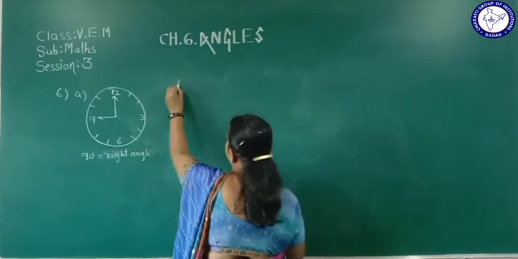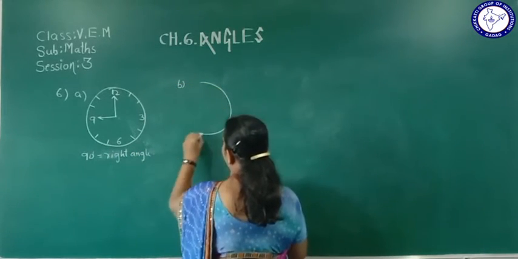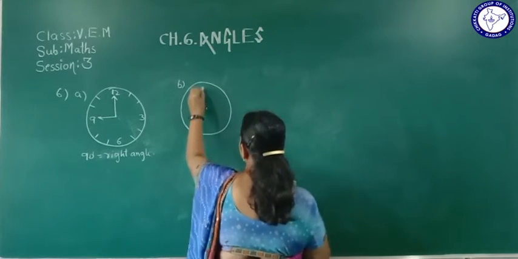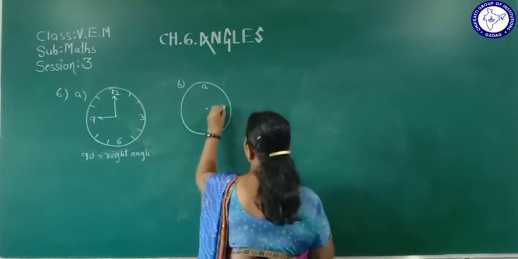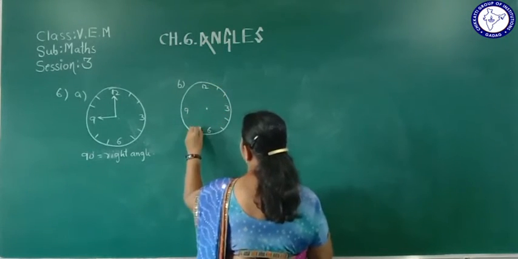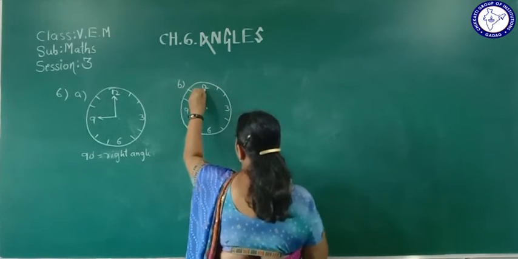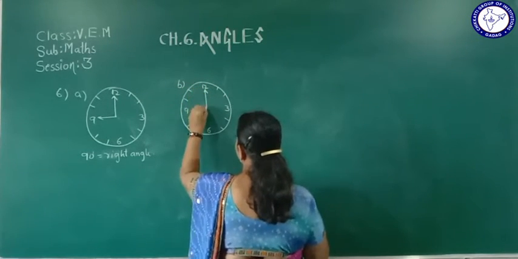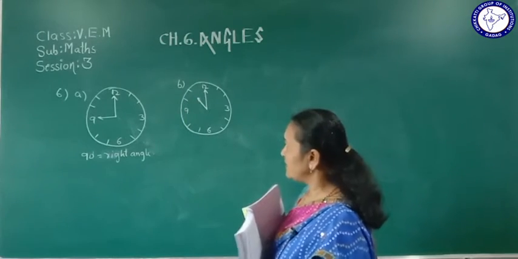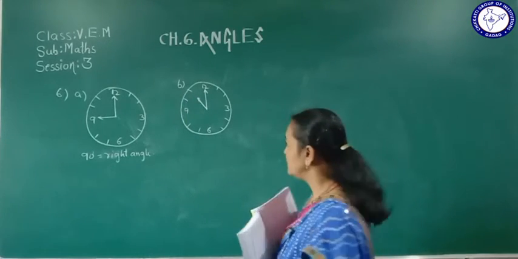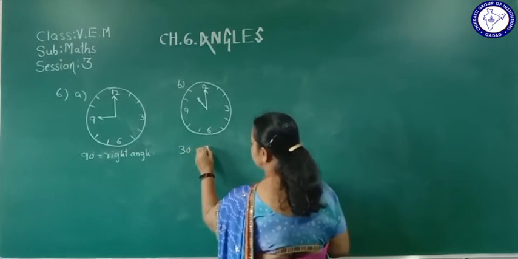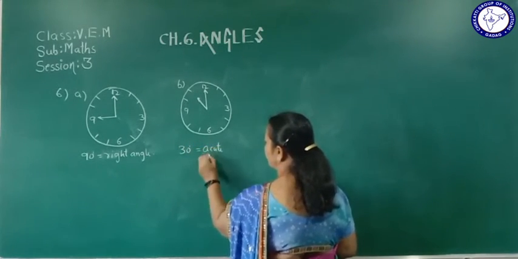Then second figure. Here is 12, 6, 3, 9. This is the minute hand and here is the hour hand. We already learnt that the angle between two nearby numbers is 30 degree. So here is 30 degree and this is an acute angle.